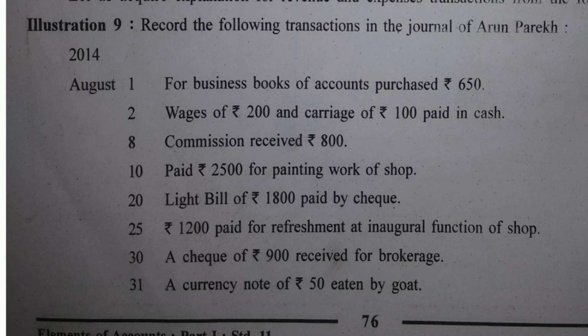So 900 rupees is received for what? Obviously it is received for brokerage. So bank account debit to brokerage account. Brokerage is received and hence brokerage is an income, and income is to be credited as per the rule of nominal account. Just the way you debit all the expenses, all the incomes are to be credited.